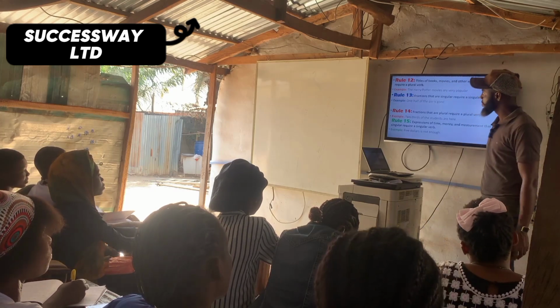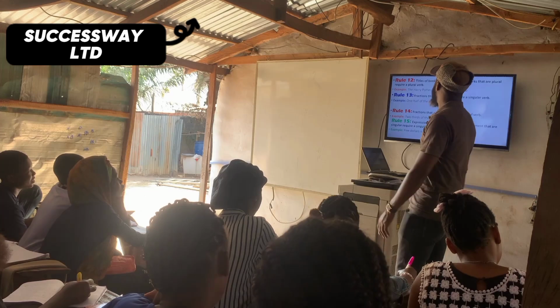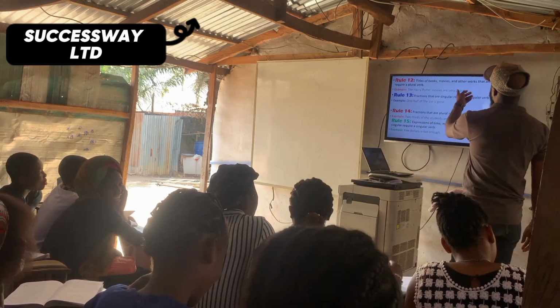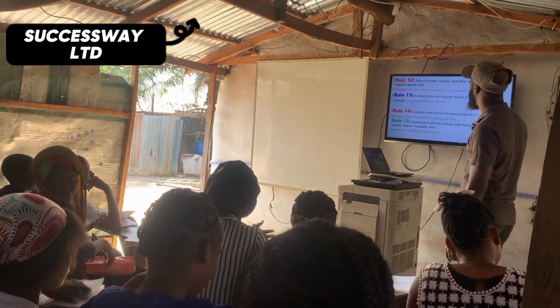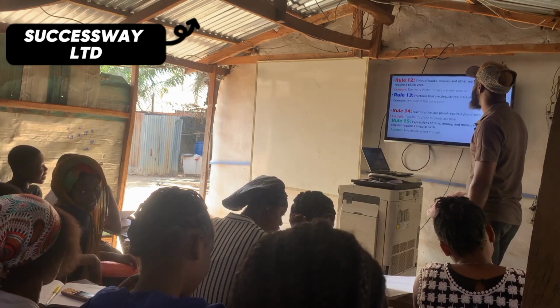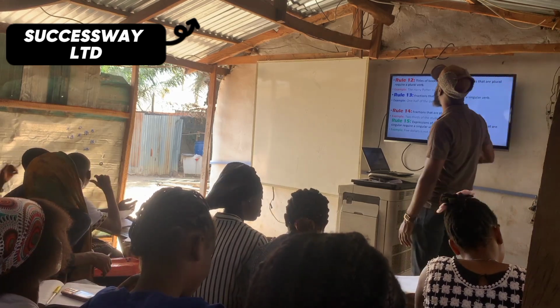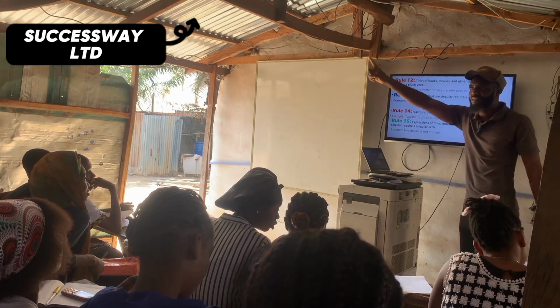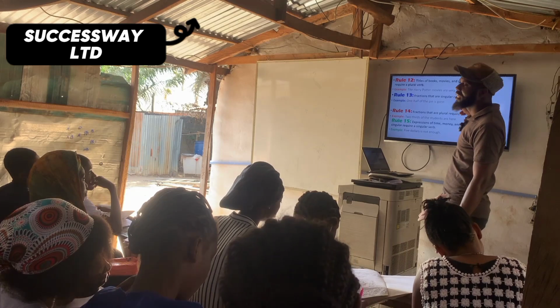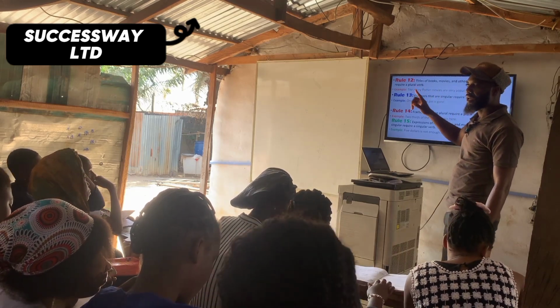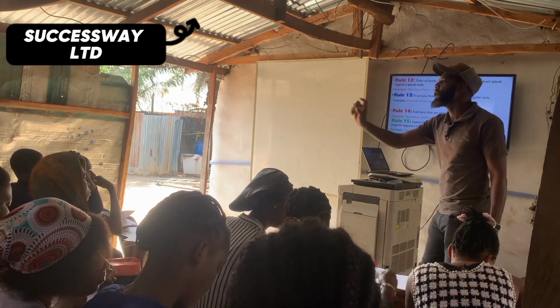For example, rule 12. Titles of books, movies, and other works that are plural require a plural verb. Harry Potter movies. Harry Potter movies are very popular.